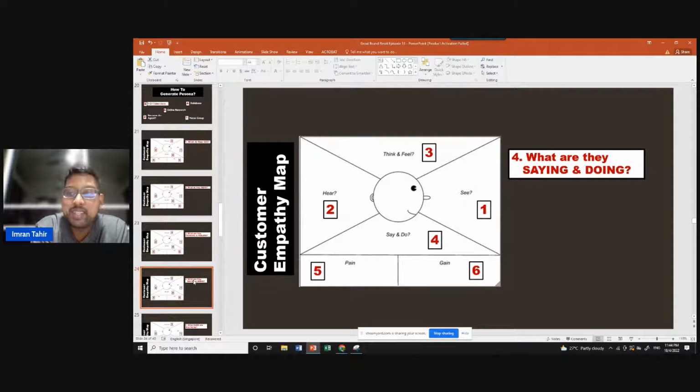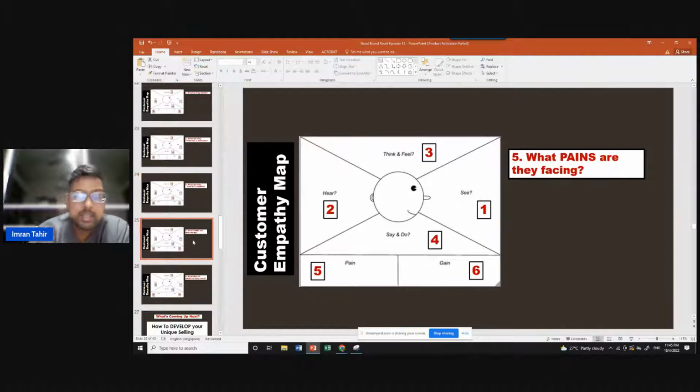The next part is number 4. They have already thought, they have already felt, they have processed their thoughts about the actions they want to take now. So what would they want to do next? What would they share with other people? What are the things they do execute? So that is what they are seeing and doing.